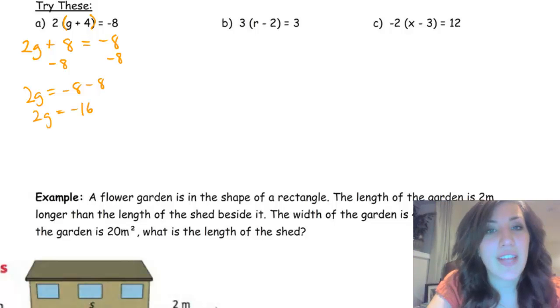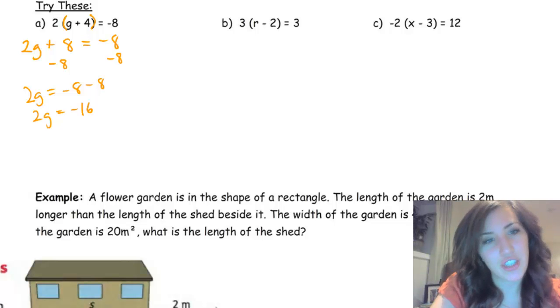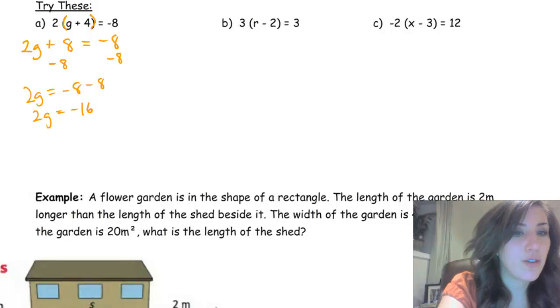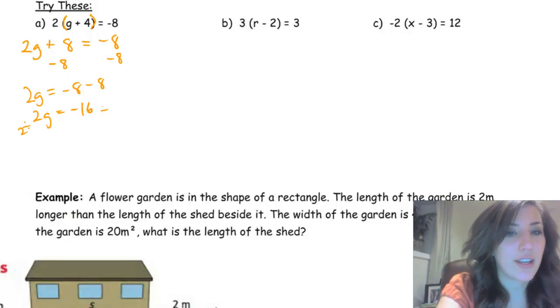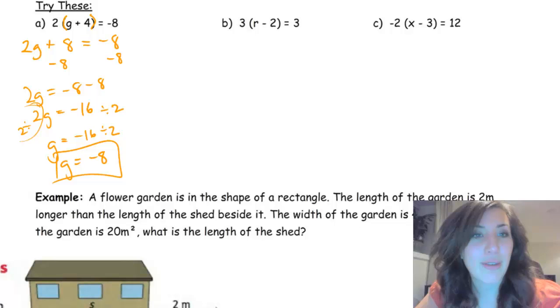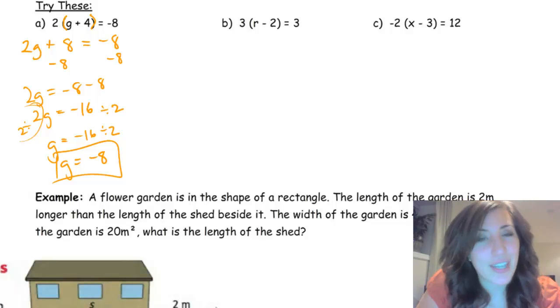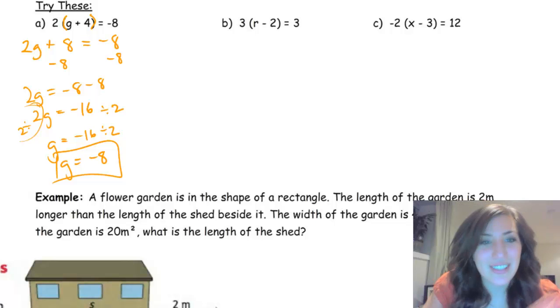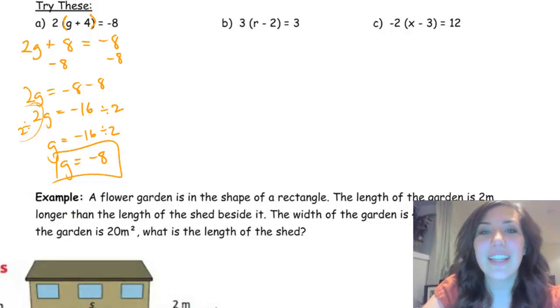Now we want to get rid of that 2, so let's divide by 2, because right now it's 2 multiplied by g. If we divide this by 2, we can do it to the other side because this equals 1g. So 1g equals negative 16 divided by 2. And so g equals negative 8. And if you plug that back into your original formula, negative 8 plus 4 is negative 4, times 2 is negative 8. So there you go. Let's try the next one.